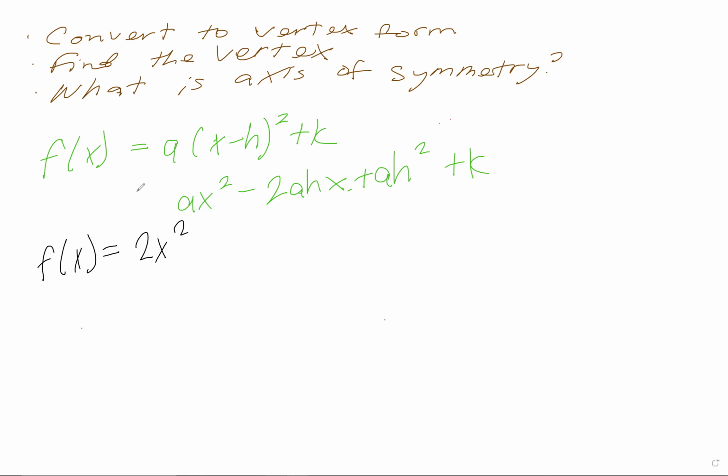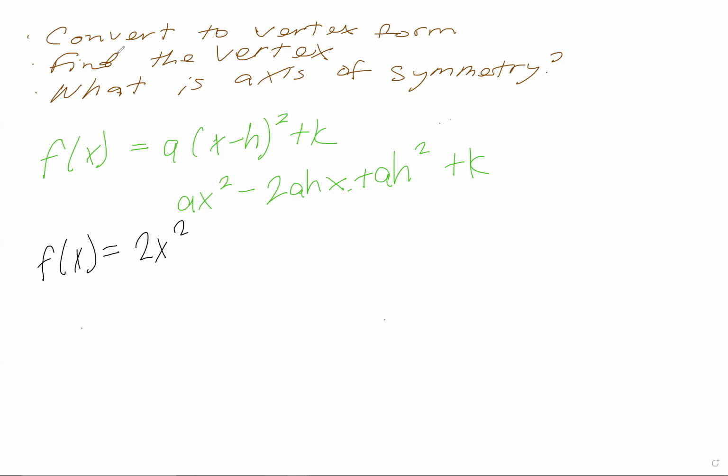Sorry, I was trying to say, in context of the green stuff, f of x equals 2x squared, you want to put that in for a, right? Well, be careful. Let's look at what they're asking. Convert to vertex form. Find the vertex. What is the axis of symmetry?